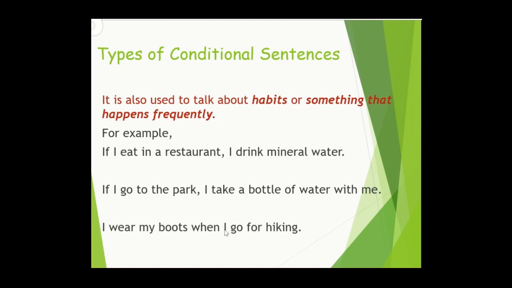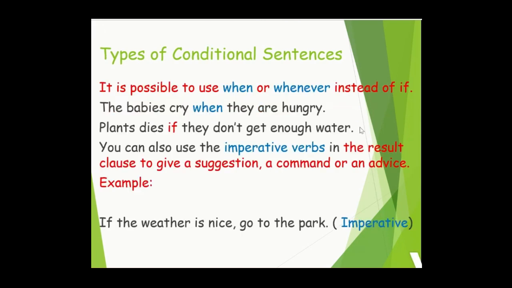I wear my boots when I go for hiking. Once again, it is something that is happening frequently. I mean, whenever the person goes for hiking, he wears his boots. So it is something that is talking about the habit, something that happens frequently, or something that is always true. You can also use when or whenever instead of if in these sentences.